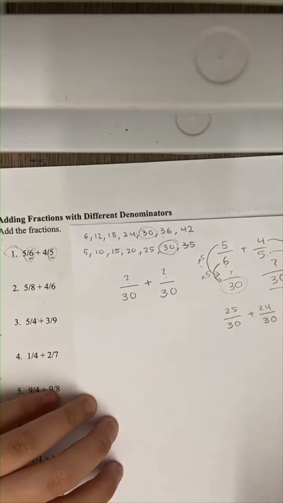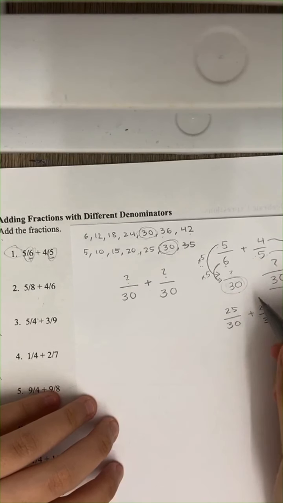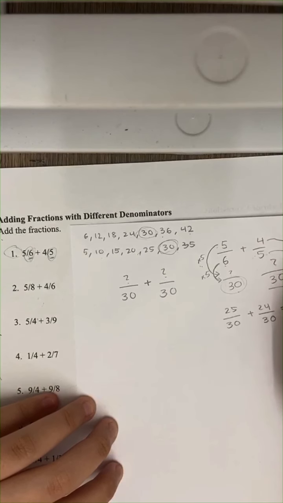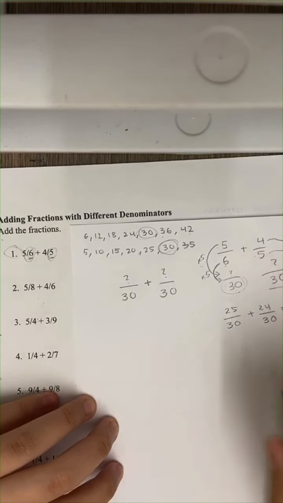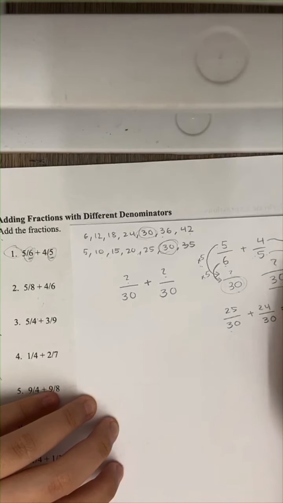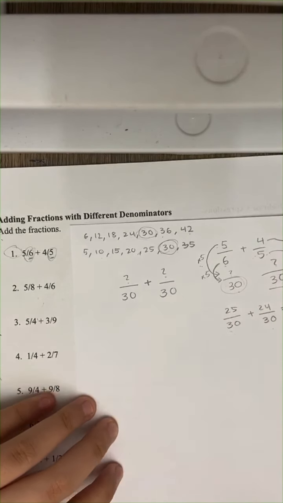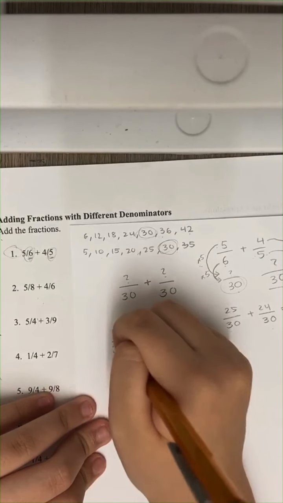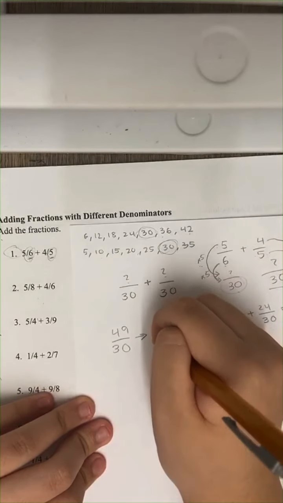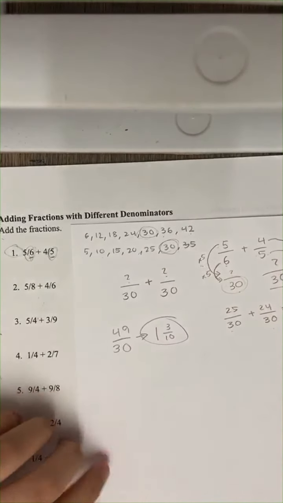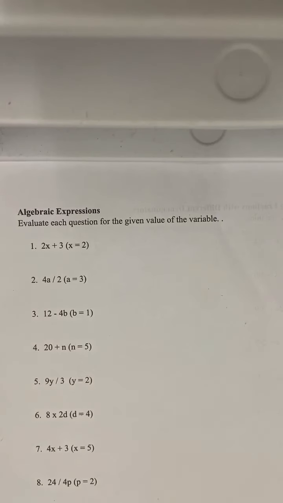And now, all we have to do is add, and so 25 plus 24 is equal to 49. And when adding fractions, if the denominators are the same number, you just leave them alone. So it'd be 49 over 30, but we're not done yet because we have to simplify it. It would be 1 and 3/10. And that's your answer.